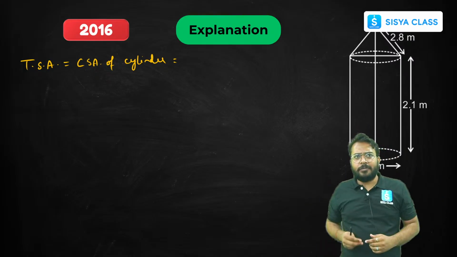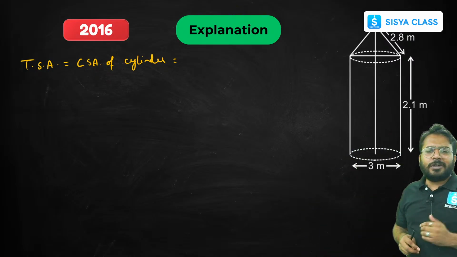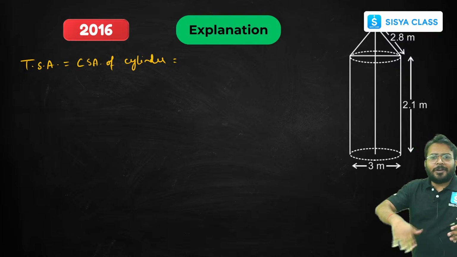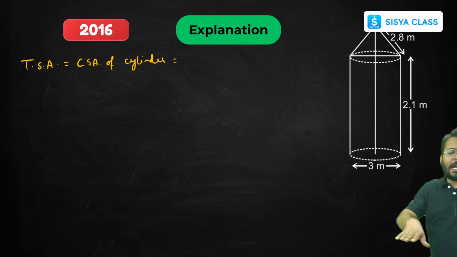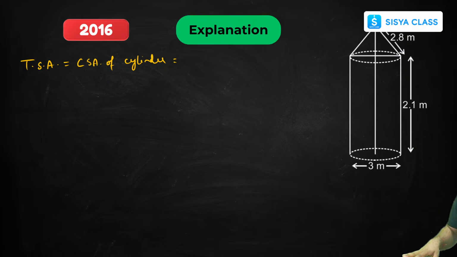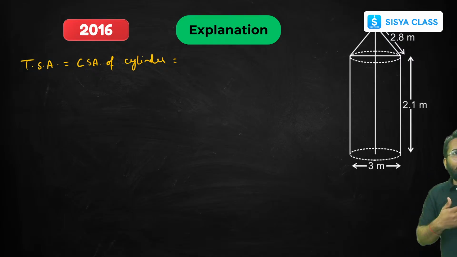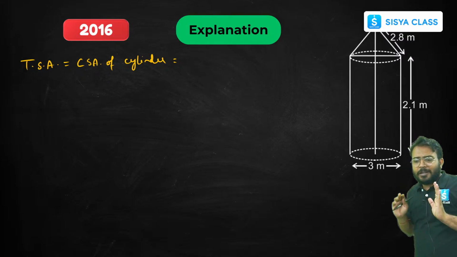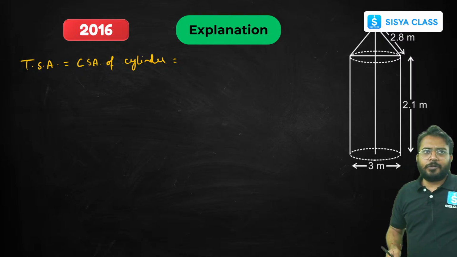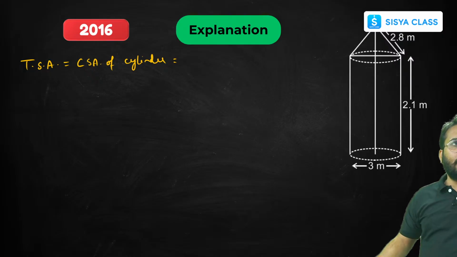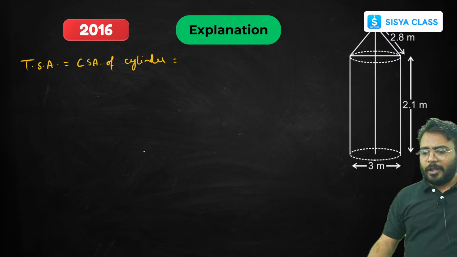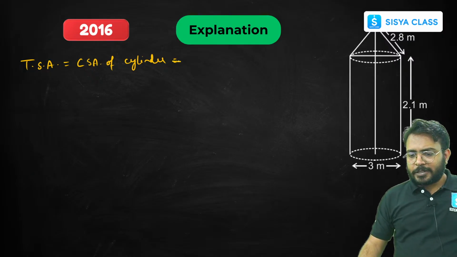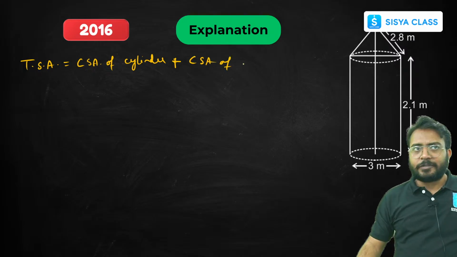Just think that you are making one tent. Tent means you are not going to use canvas at the base. Yes or no? Understood my point? So it is going to be the curved part of the cylinder and the curved part of your cone. This is the figure. Let me do it like this so that the figure will be visible to you. Plus the curved surface area of the cone.